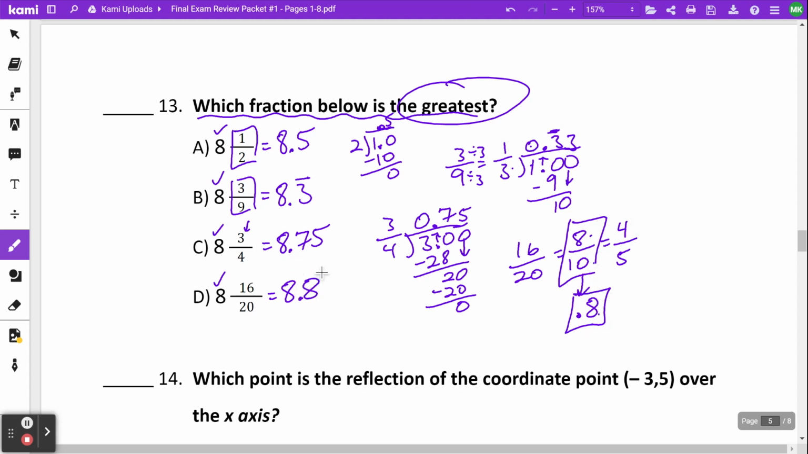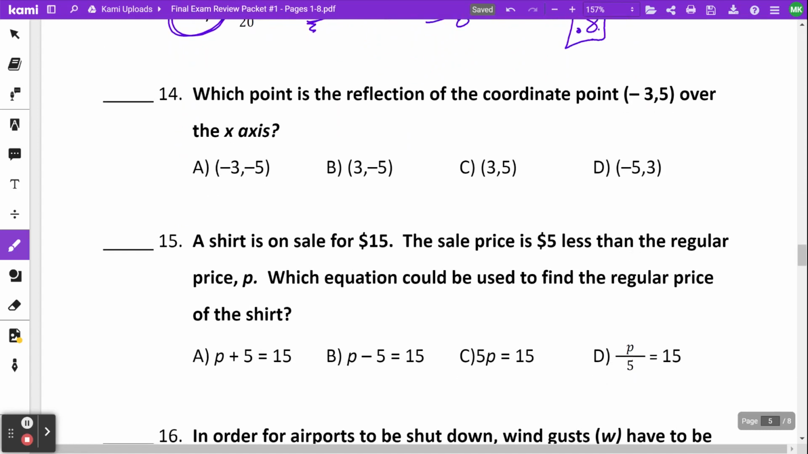So I'm looking for the one with the greatest value, and clearly this guy is the greatest value because if I matched up all those place values, this would be a 3, this would be a 0. So I have a 50, a 33, or about 33, a 75, and an 80. So the 80 wins. There you go. So that one's the greatest value. Okay. So notice everything is proven, folks, and that's what I want to do here.